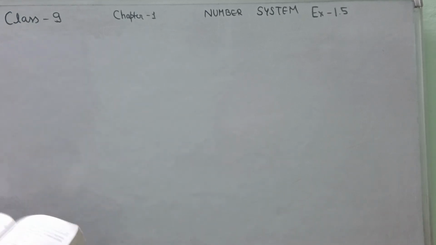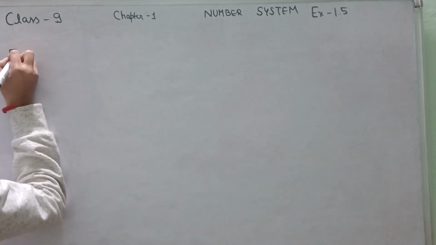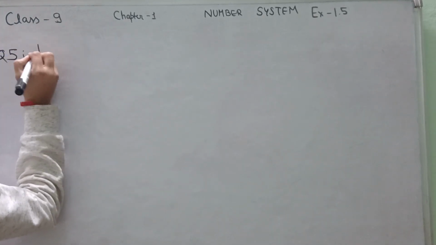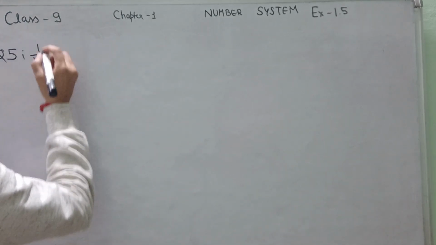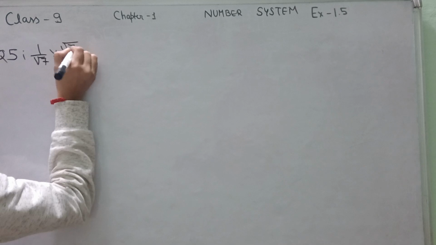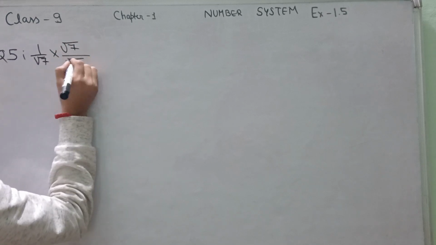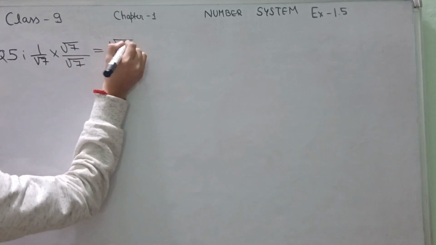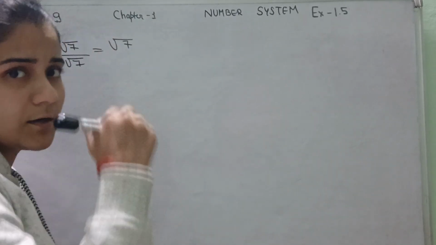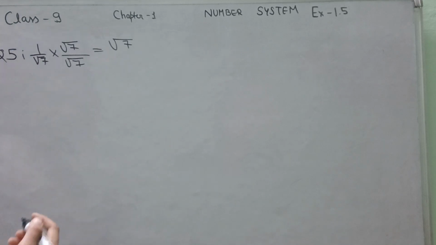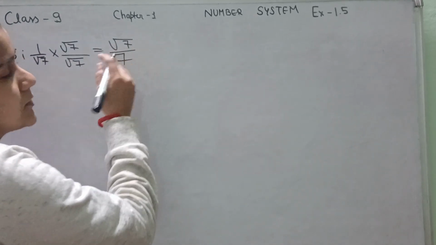Question 5, first: 1 by root 7. What we need to do is simply multiply it by root 7 over root 7. What it becomes? It becomes root 7, and 7 into 7 becomes 49, which is under root 49, which is 7. So this is your answer.